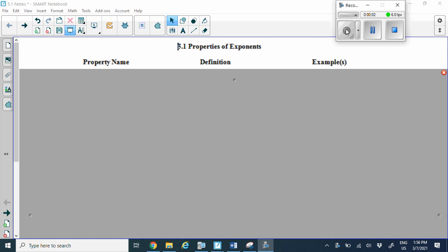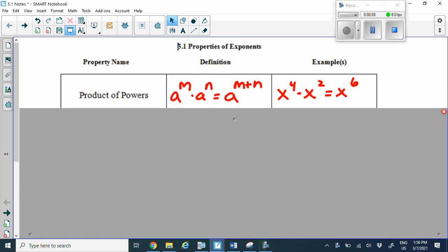Hey guys, so here's the notes for 5.1. We're going to be talking about properties of exponents. If I'm going too fast, just make sure to pause the video, write it down, and then listen to what these properties are.